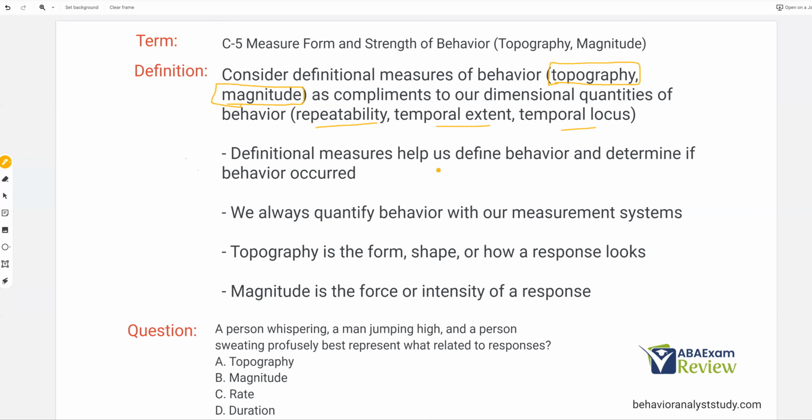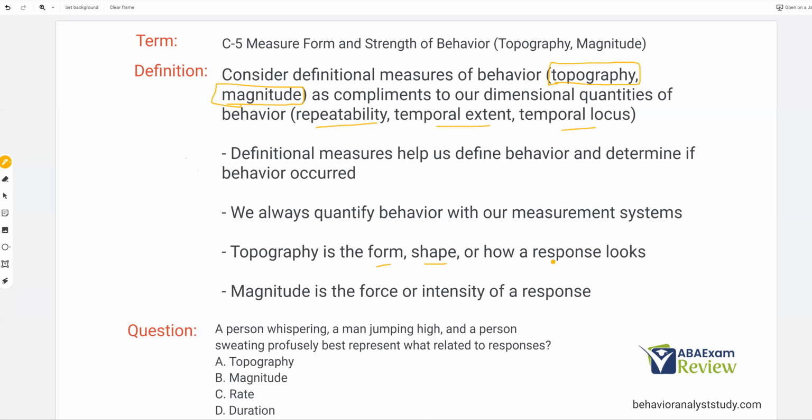So while topography and magnitude are not sufficient for measuring behavior, meaning we do need quantities of behavior, they are certainly necessary to flesh out and help change and observe and know if these behaviors occur. So that's the main idea behind topography and magnitude, because we always quantify behavior with our measurement systems. First and foremost, you've got to be measuring something, right? You've got to pick a measurement system. We've got to quantify it. The only way we can consistently measure it and change it.